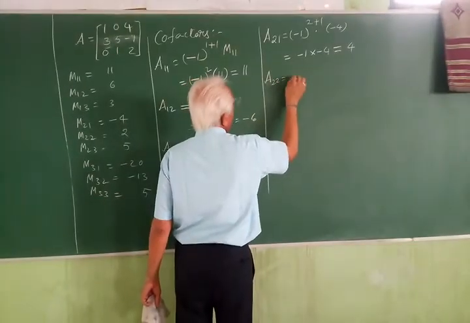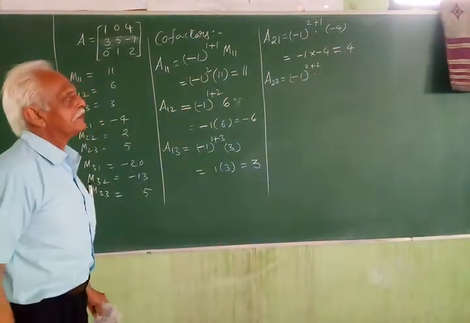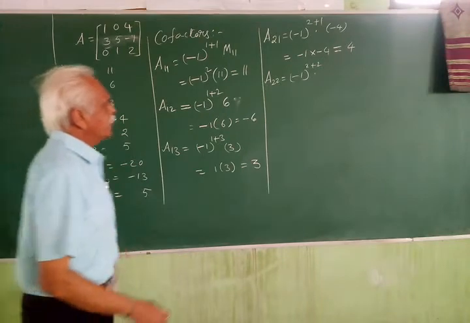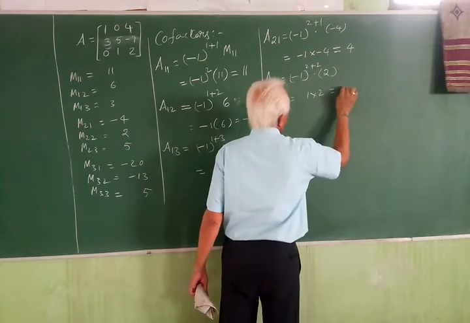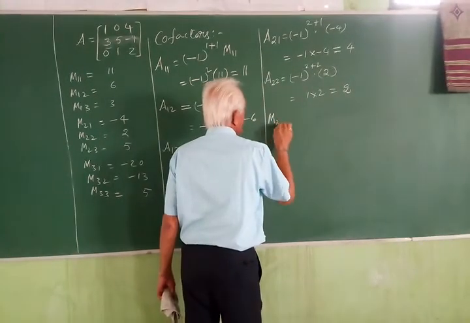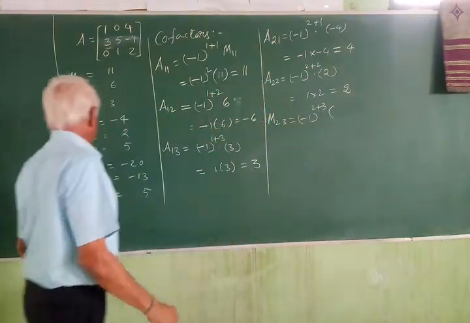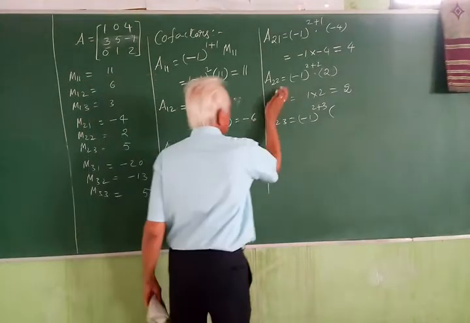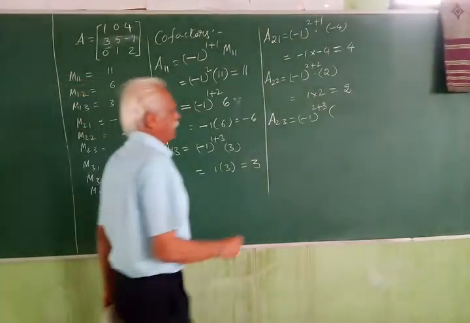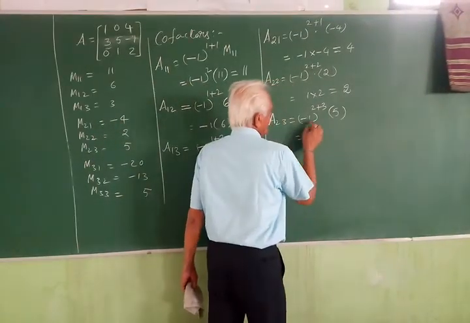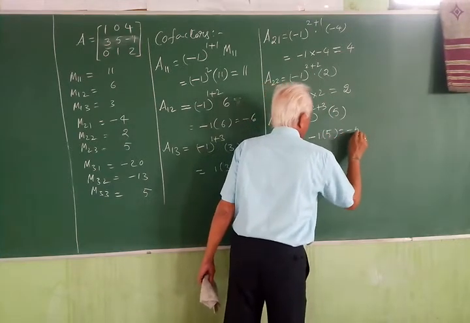A22 is equal to minus 1 power of 2 plus 2 into M22 is 2. So this is 1 into 2 equal to 2. A23 is minus 1 power of 2 plus 3 into M23, which is 5. Minus 1 whole power 5 is minus, into 5 is minus 5.